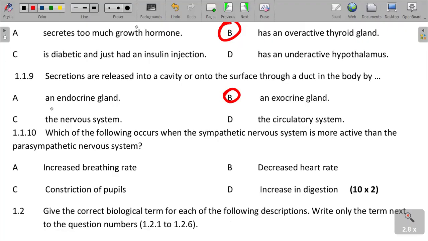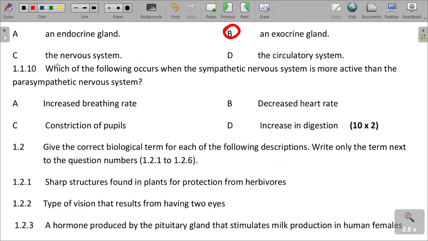So the nervous system is just that rapid autonomous response of the body towards a stimulus through nerve impulses. And then, which of the following occurs when the sympathetic nervous system is more active than the parasympathetic nervous system? I also have an interesting presentation on the channel on the differences between sympathetic and parasympathetic nervous system. So now, we are talking about when the sympathetic nervous system is very active.